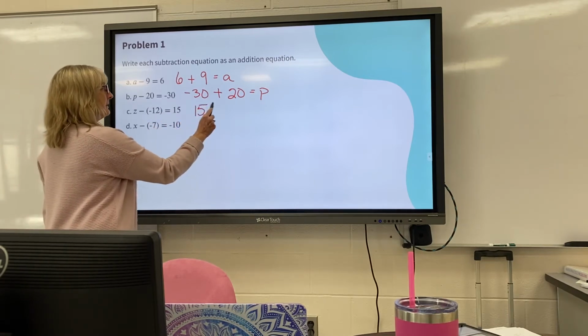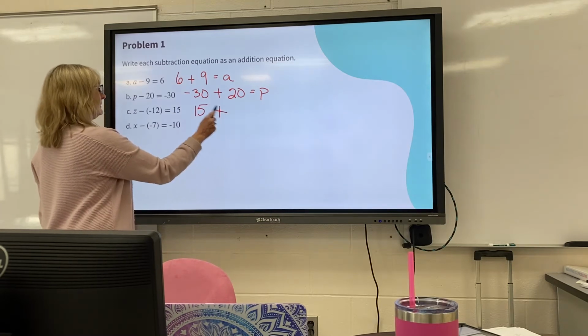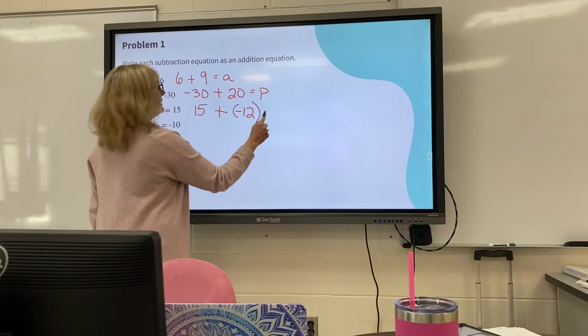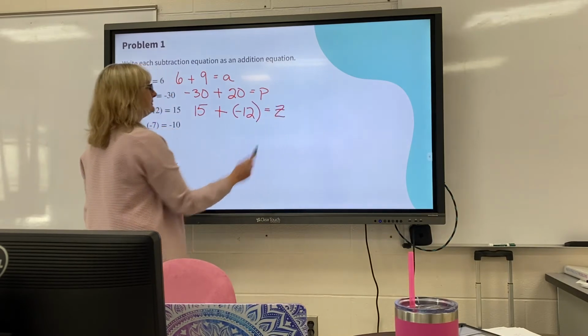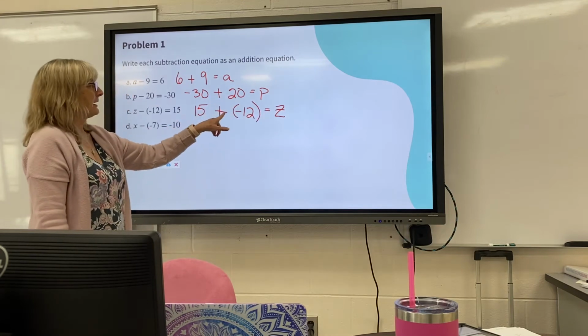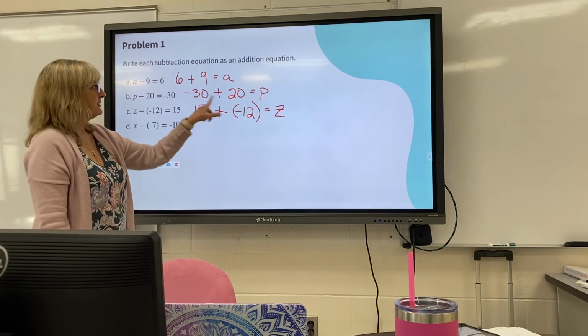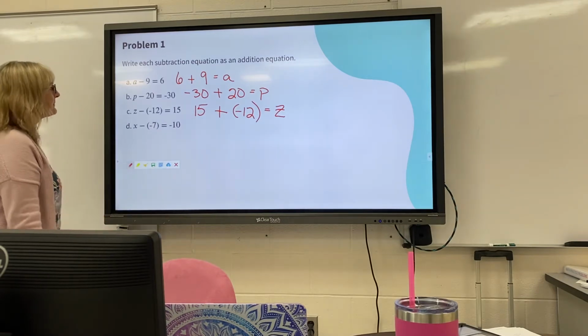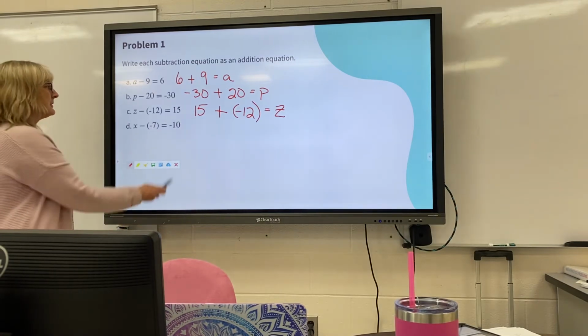15 plus negative 12 equals Z. If I take Z and subtract negative 12, do I get 15? Yes. Okay, same pattern for this one.